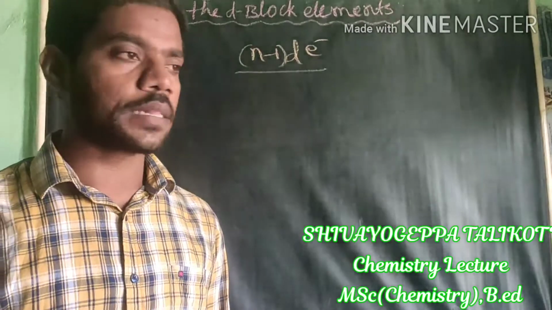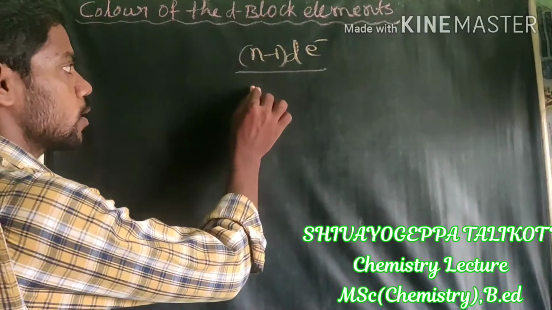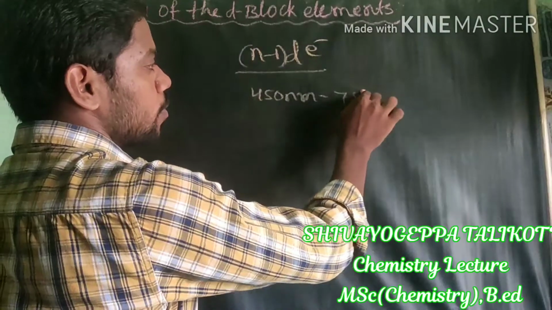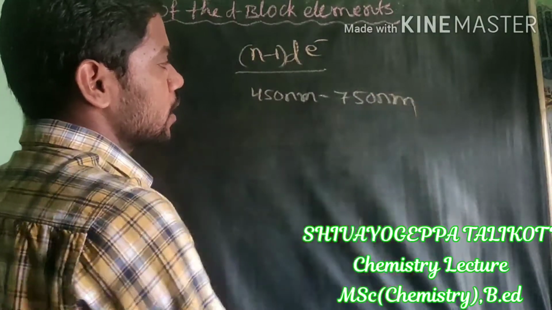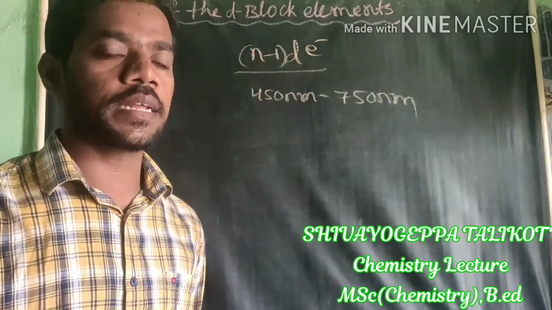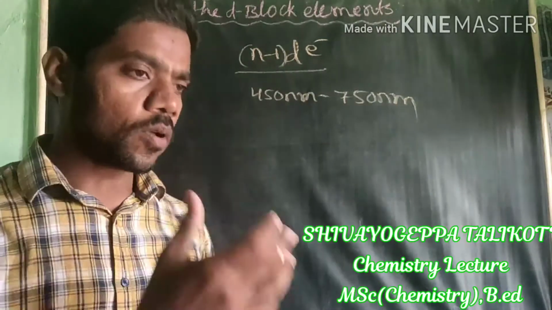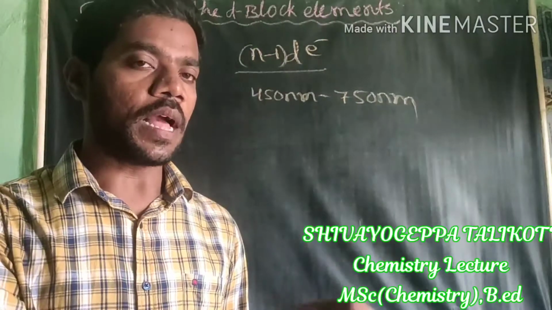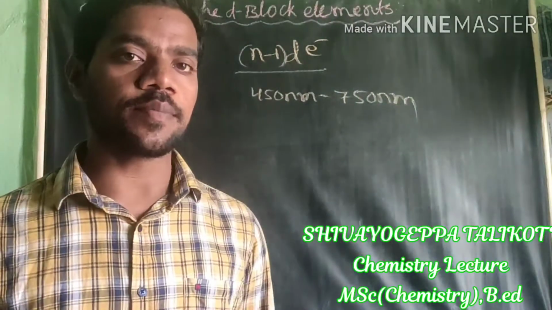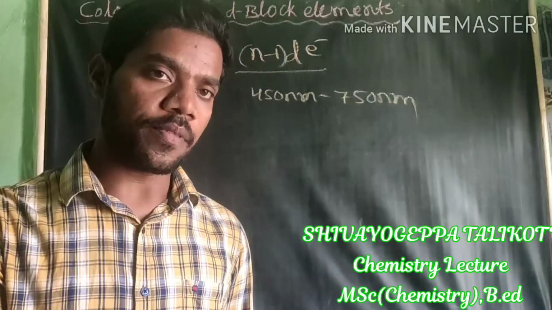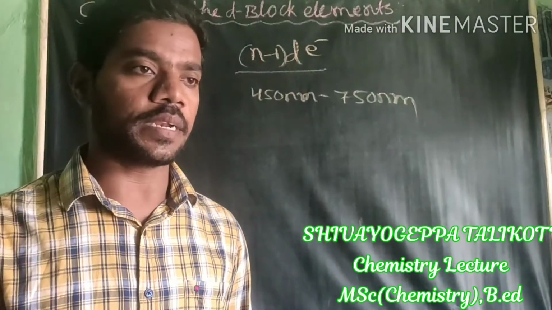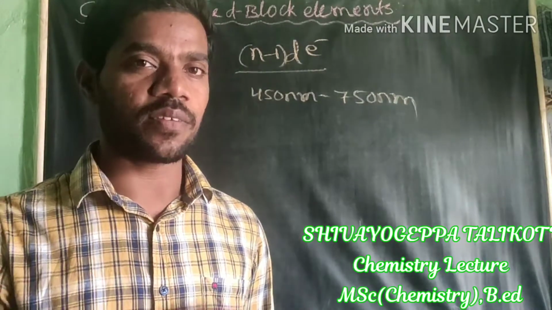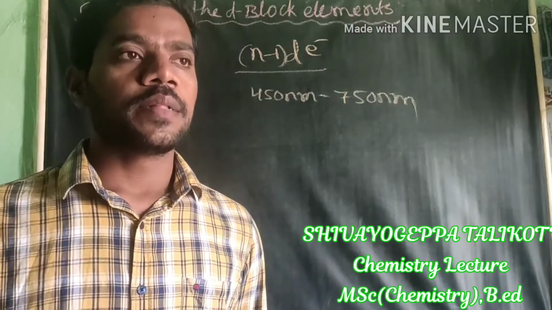For example, the visible light range is around 450 nanometer to 750 nanometer. In and around this range, light is falling on the d block element. When visible light falls on the d block element, some of the light will be absorbed and some of the light is transmitted. That absorption and emission of light relates to the complementary color. I will discuss it in one separate video.